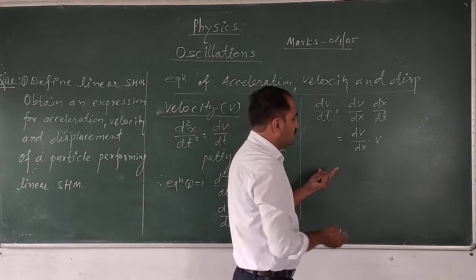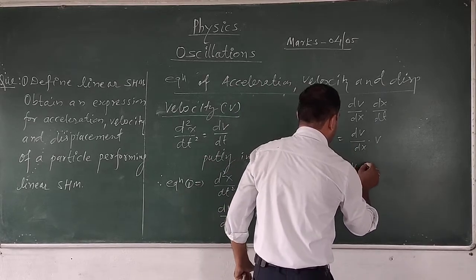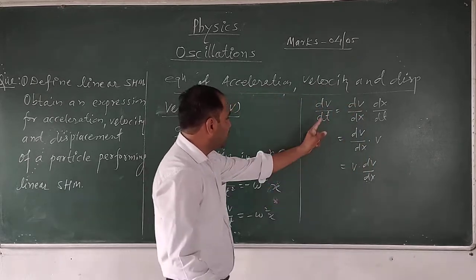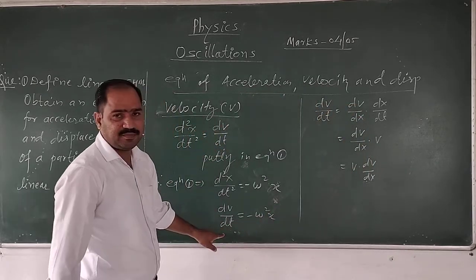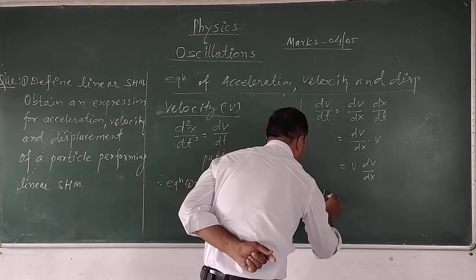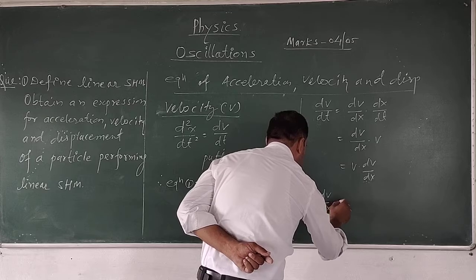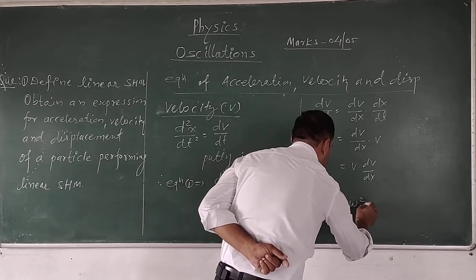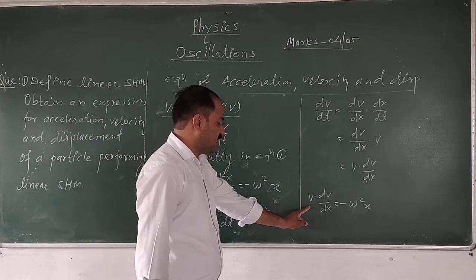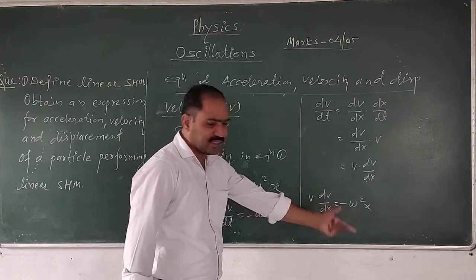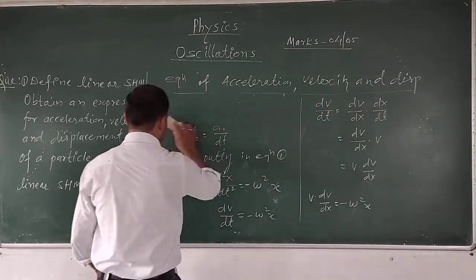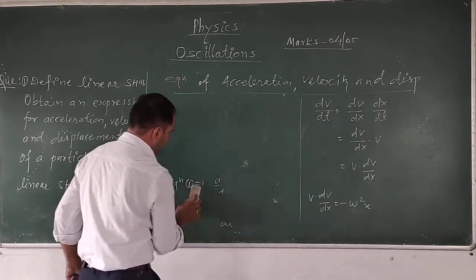Taking v first, that is v into dv upon dx. Putting dv upon dt in this equation, this equation becomes v into dv upon dx is equal to minus omega square x. Now integrating this equation over dv and separating the terms, you will get the new equation in the form.